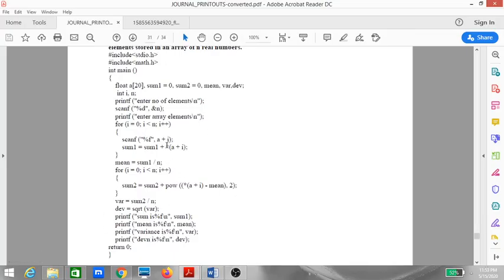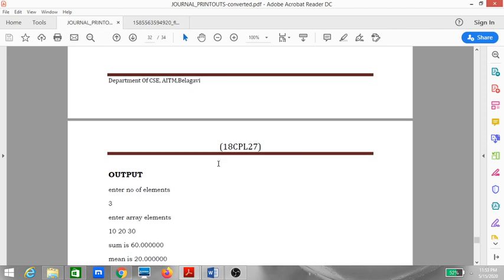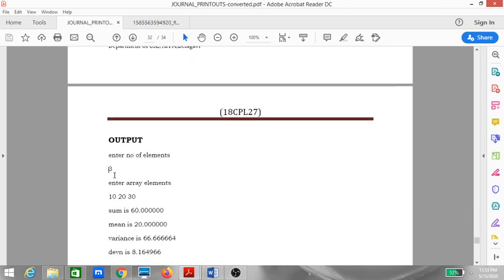The only thing that you'll have to understand is where to put a star and where not to put a star. Wherever you're using an address, do not put a star. Wherever you require a value, you have to put a star. Now let me show one example that we have considered here. The number of elements that we have entered is 3, and the array elements we have entered are 10, 20 and 30. So the sum is 60, the mean is 20, the variance is this much, and the deviation is this much.